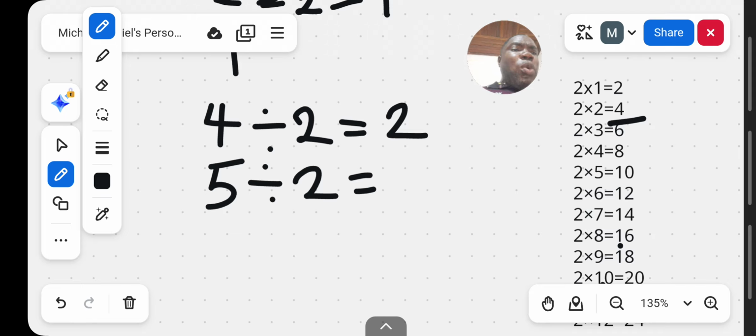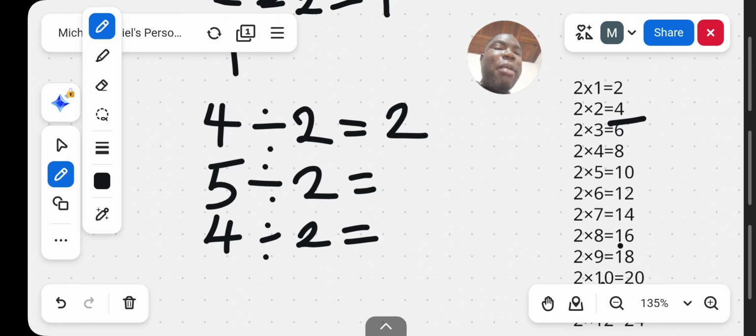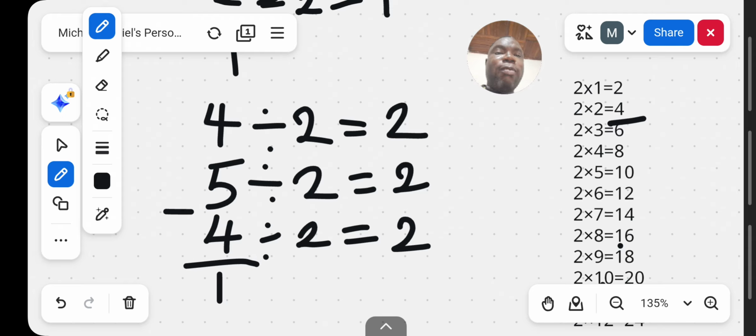So which one do we use? Which question do we ask ourselves? We don't use 6. We use the number before 5, which is 4. So we ask ourselves, what is 4 divided by 2? We already know that 4 divided by 2 is 2. So if 4 divided by 2 is 2, that means 5 divided by 2 will also be 2. But 5 divided by 2 will have a remainder because 5 is not in the 2 times table. How do we get the remainder? We subtract. 5 minus 4 is 1. So that means 5 divided by 2 is 2, remainder 1.